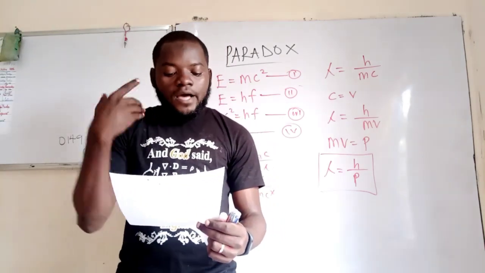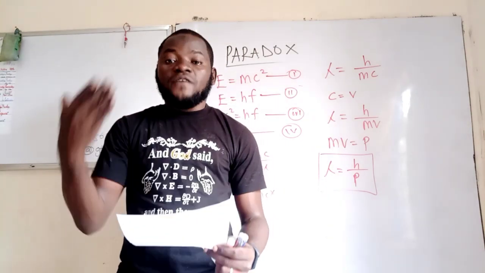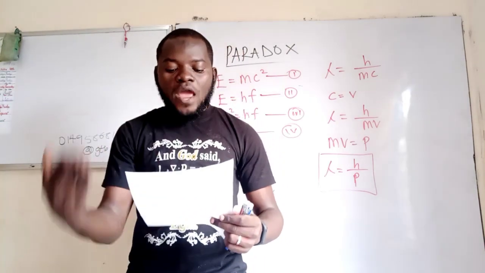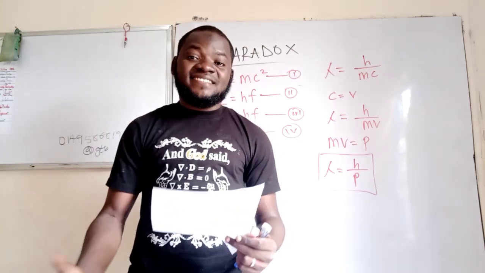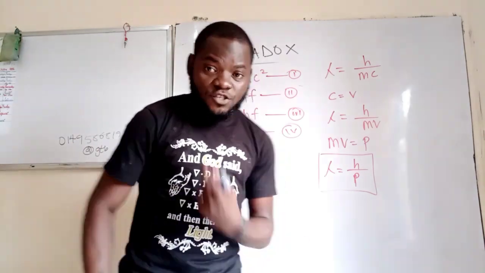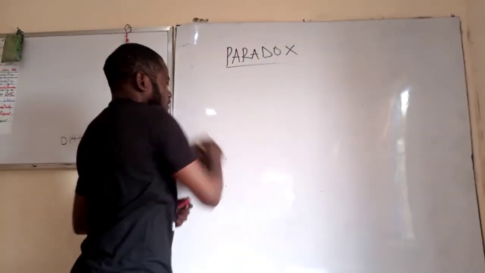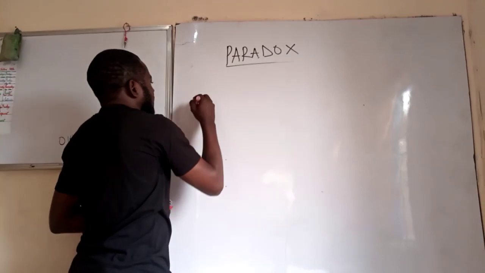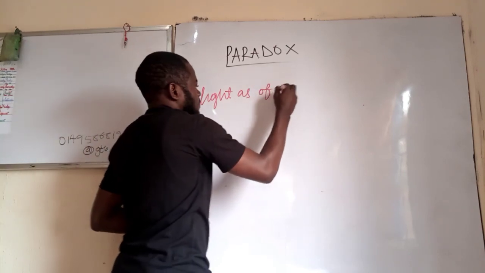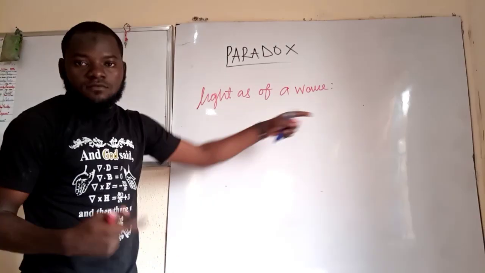And question B says, illustrate your answer in 10A with observable phenomena. That is, you should have a proof to the answer you gave earlier, that light can exist as a wave and can also exist as a particle. So I would like you to write your answer in this manner. We have light as a wave, or you write the wave nature of light, whichever one.